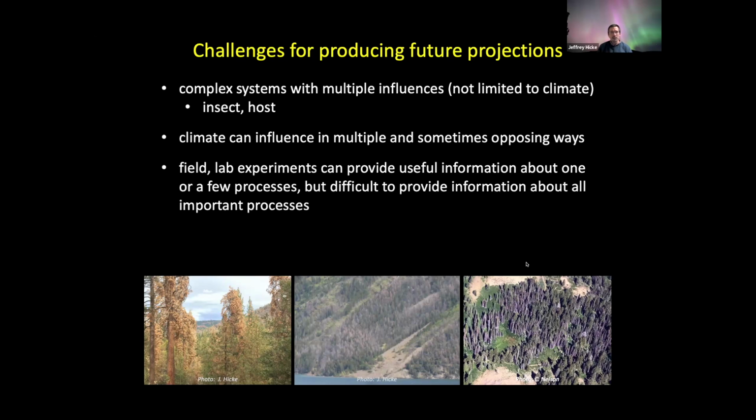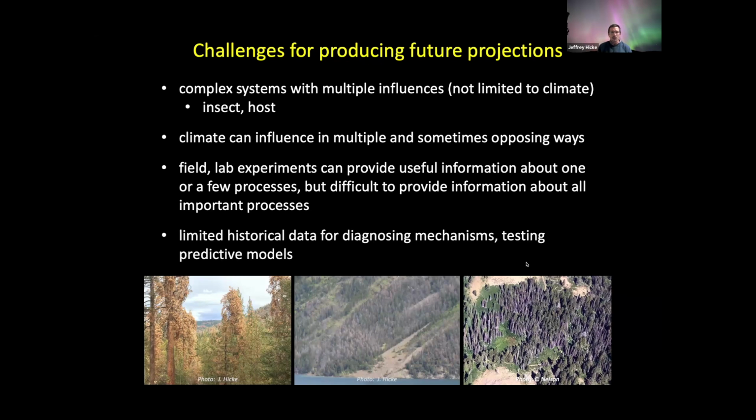We have field and lab experiments for some of these insects, and those have provided very useful information about one or a few processes. But there are challenges because they don't, of course, consider the full extent of an outbreak in the field and the landscape. And also they're very limited. We don't have good experiments for many insects. And we also have limited historical data for both diagnosing mechanisms, as I indicated today, but also for testing predictive models. So that is a major challenge.